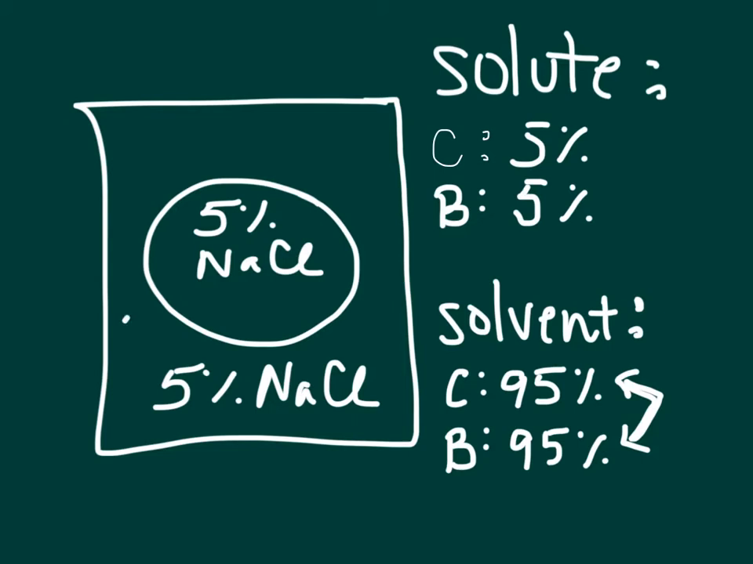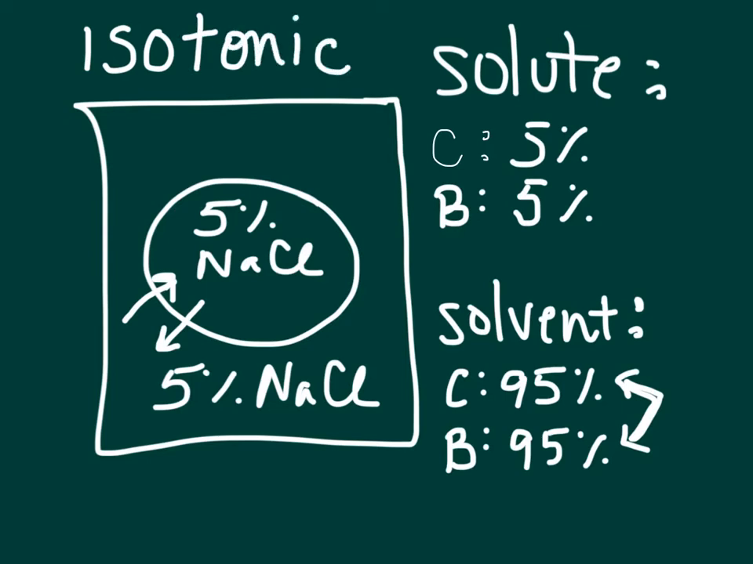The system's already at equilibrium, so an equal number of particles move in and out, and we say that this is an isotonic system, where the concentration of the beaker is equal to that of the concentration of the cell. And we always have to specify whether we're talking about the beaker or the cell, but in this instance, they're both isotonic, iso meaning same.